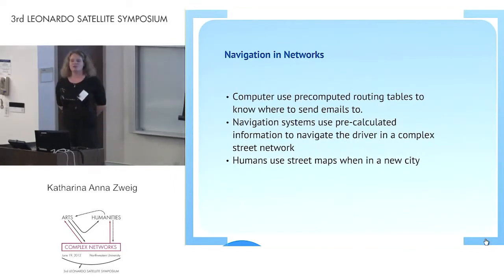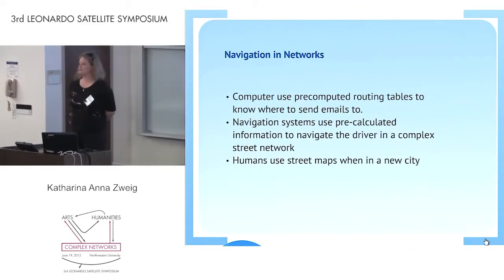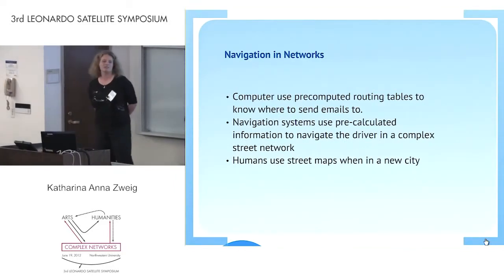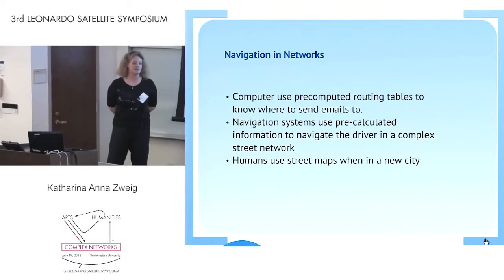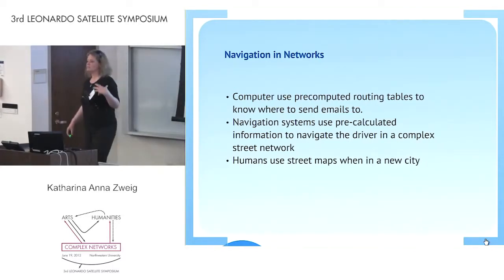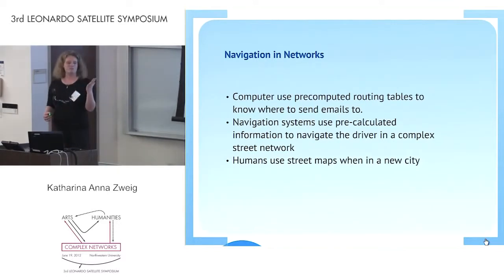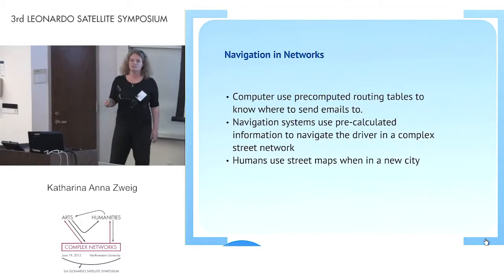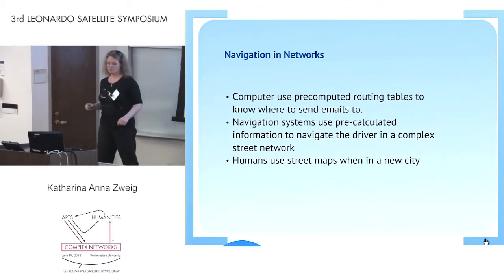If you have such a network, then we know how to navigate it. For example, computers are navigating complex networks, namely the internet, every day. How do they do that? If you send them a packet, they will look up in pre-computed routing tables where to send it to next. So it's a local decision based on a globally pre-computed thing. If you have a navigation system in your car, this also has a pre-computed table and can tell you where to go next, depending on where you are at the moment.